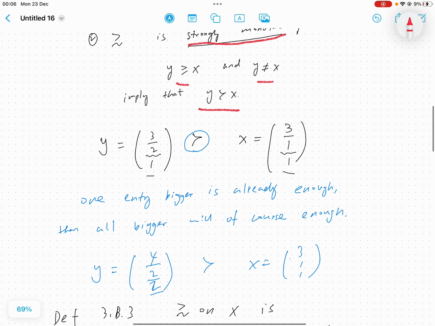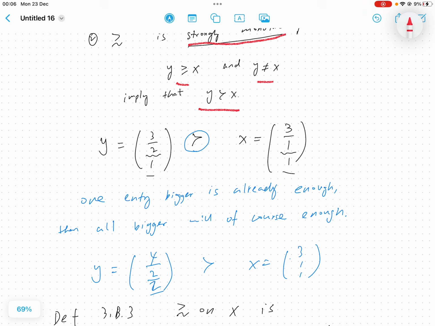Okay, so let's say this y is a vector. Let's just put this as a column vector. Although we put it in a row, a column would be helpful for us to compare. Here we have, let's say, three entries: x1, x2, x3. So now in y, those are 3, 2, 1. And in x, those will be the values 3, 1, 1.